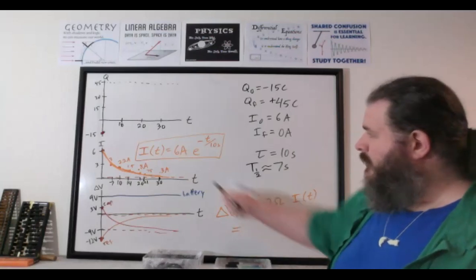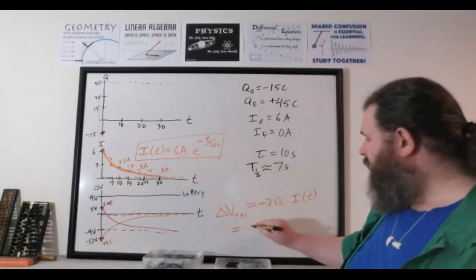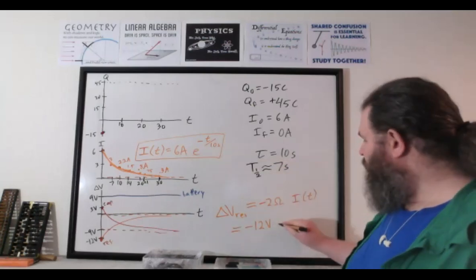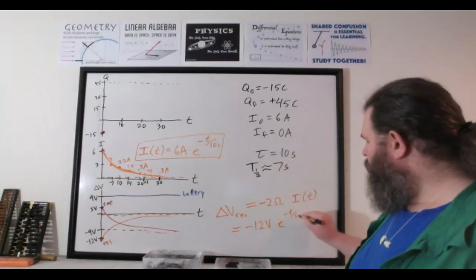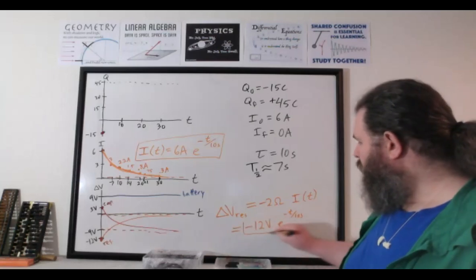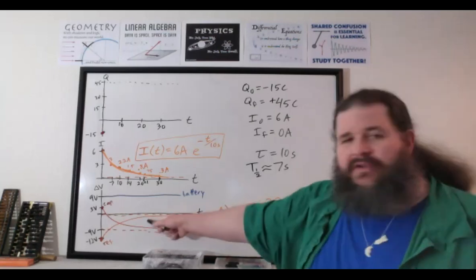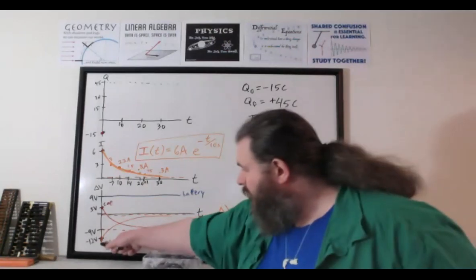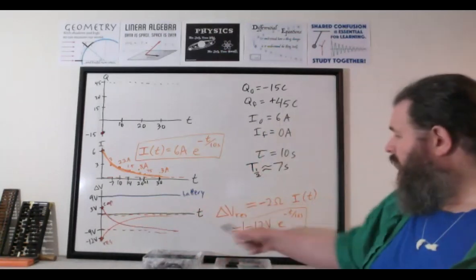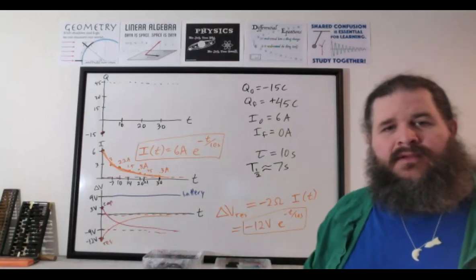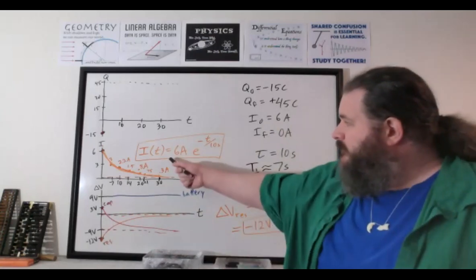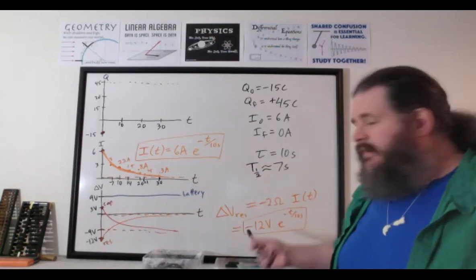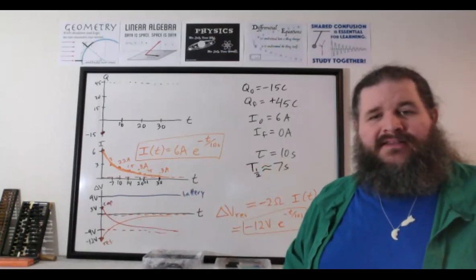So negative 2 ohms times 6 amps becomes negative 12 volts. We still have times e to the negative t over 10 seconds. So this will be a formula for the voltage of the resistor at any time. Notice that that starts at negative 12 volts and decays towards 0 with a time constant of 10 seconds. So once you've got a function for current at any time, you can just multiply that by negative R to get a formula for voltage of the resistor at any time.